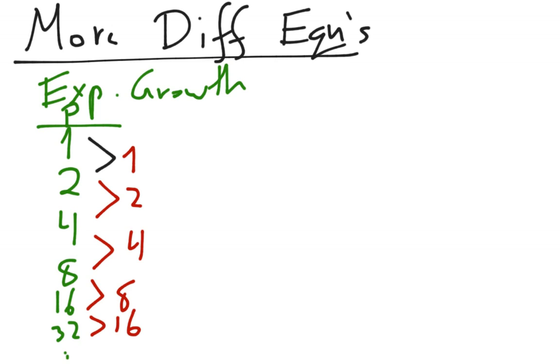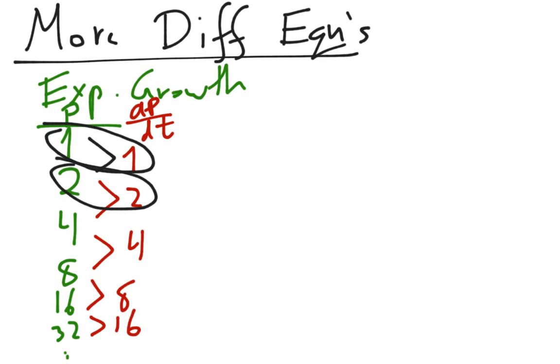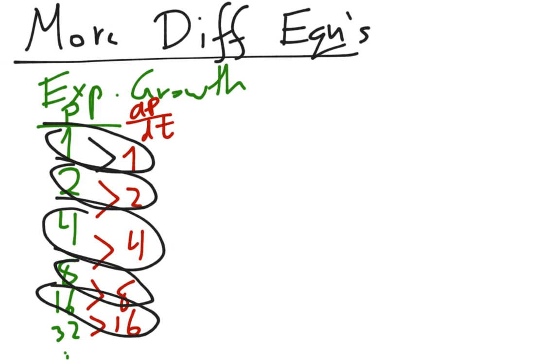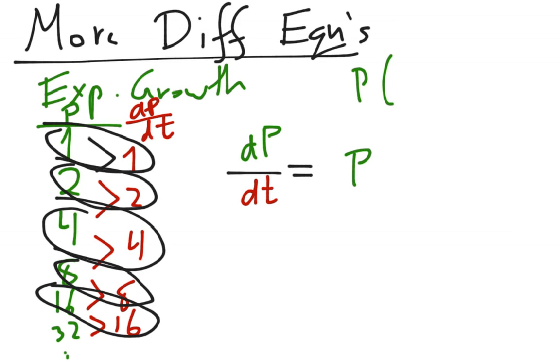Notice that the slope, it actually has a name, it's dP dt. The slope is actually equal to the population at that point in time. And this is a characteristic of all exponential growth. Mathematically, in this case, dP dt equals P, the population at any point in time. Notice that P is a function of time because it changes, it's not a constant.